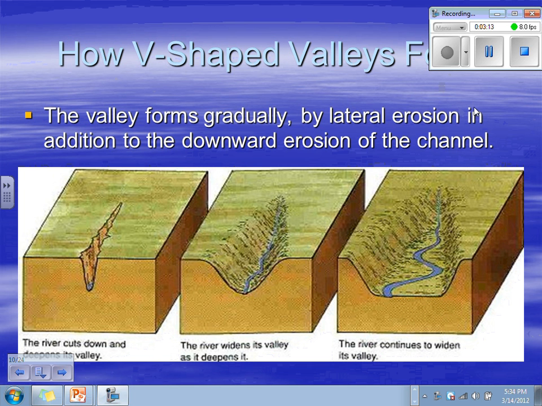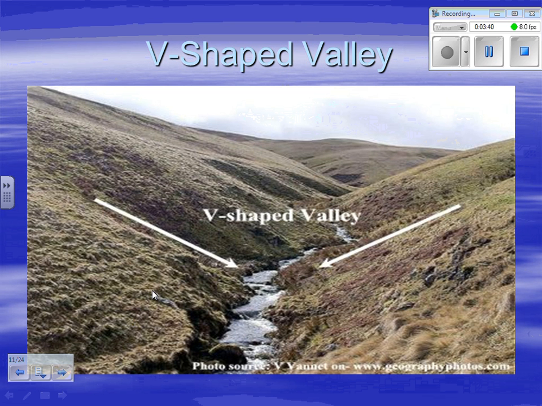The valley forms gradually by lateral erosion, which means erosion to the sides, in addition to the downward erosion of the channel. In this example, the river cuts down and deepens its valley. The river widens its valley as it deepens, and then the river continues to widen its valley. This is a typical V-shaped valley, a fairly young river.